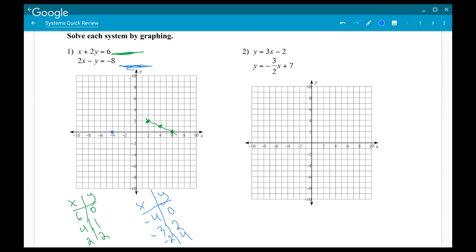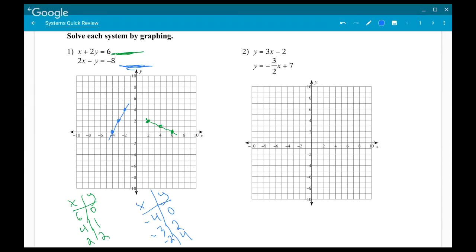-4, 0 is right here. -3, 2 is right here and -2, 4 is right here. Okay, so what you'll notice is initially these do not cross. Okay, ooh, I'm not going to add that arrow onto the end there. Sorry about that. Okay, there we go.